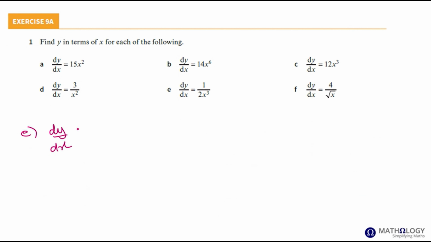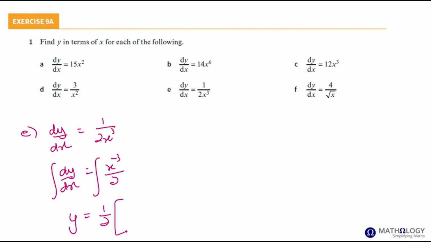dy/dx equals 1 over 2x to the 3 again. This is not in a form that we can integrate. So we will first put it into a form that we can integrate. So it's x to the minus 3 over 2, dy/dx equals x to the minus 3 over 2. We can now integrate. y equals, a half is a constant, so we'll take that out.